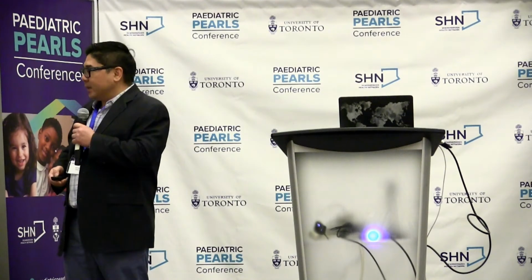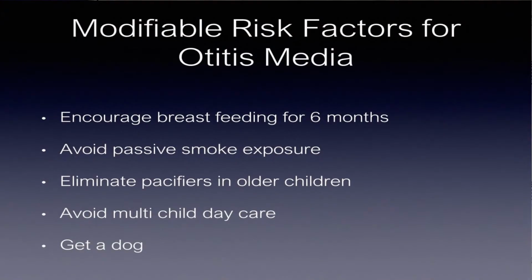We recommend eliminating pacifiers in older children, as this creates a negative middle ear pressure in the nasopharynx. And try to avoid multi-child daycares wherever possible. It seems the magic number for an increased risk of ear infections is 6 kids in a multi-child daycare. And finally, you'll want to get a dog. Why do we say get a dog?